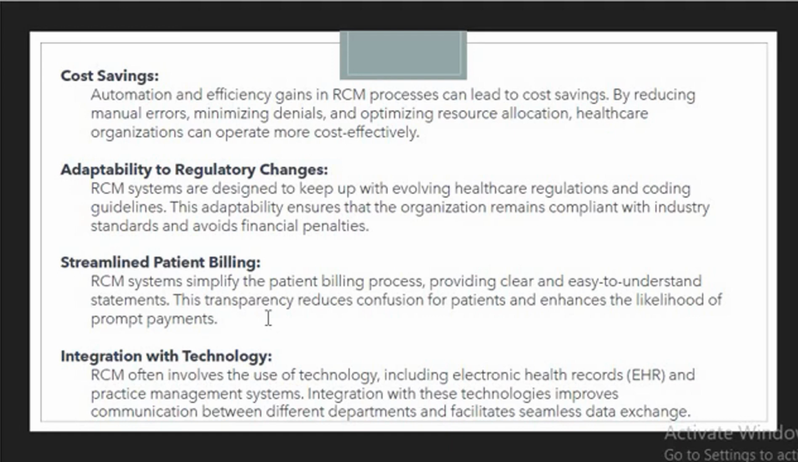So all these factors are somewhere helping in cost saving, because if there are fewer errors, for sure cost will be improved. If there are fewer denials, for sure the cost will be reduced. And optimized resource allocation also helps us to save our costs, which makes it easier for the organization to operate more cost effectively.